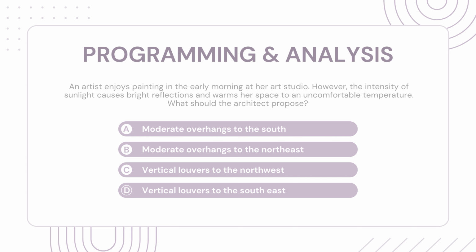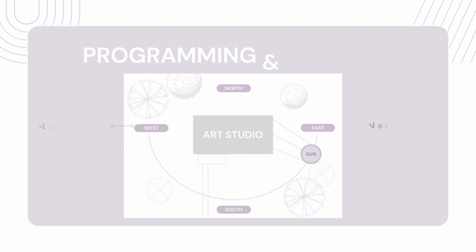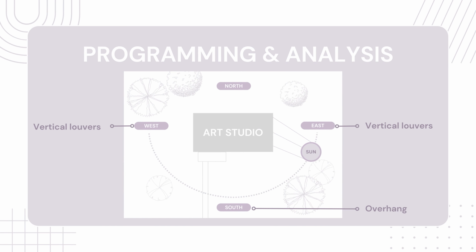The correct answer is vertical louvers to the southeast. The sun rises in the east and sets in the west. The artist is looking for a solution that helps to limit sunlight in the morning when the sun is in the east. Overhangs provide protection to the south. If overhangs are going to be used on the east or west facades, they need to be very large, not moderate. Vertical louvers are best for east and west facades. So our answer is vertical louvers to the southeast.